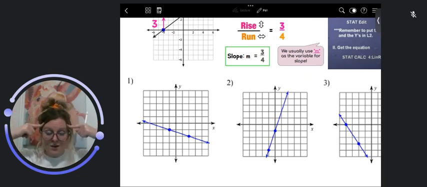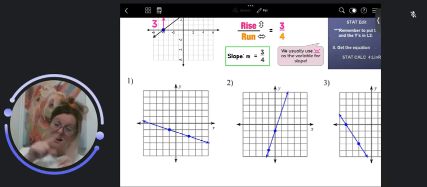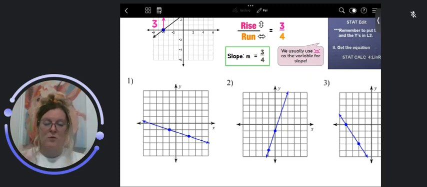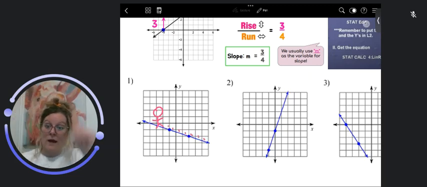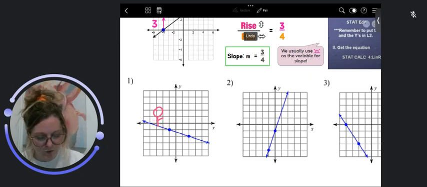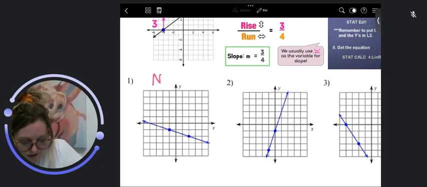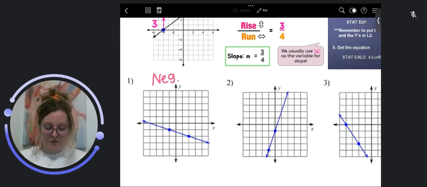A good idea before you even try to find the slope is I want you to tell me, is it a positive or negative slope first? That way you can check your answer at the end. This guy right here is going downhill. If you imagine a little guy here and he is walking, he is going down. So we are going to say that this is a negative slope. So I'm going to put a NEG for negative up there. And now I can do my rise over run.